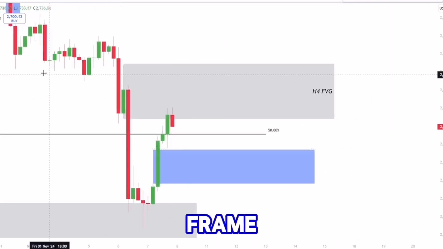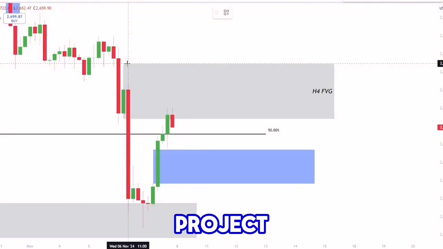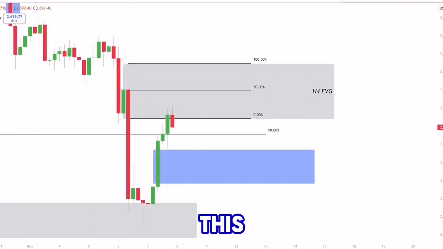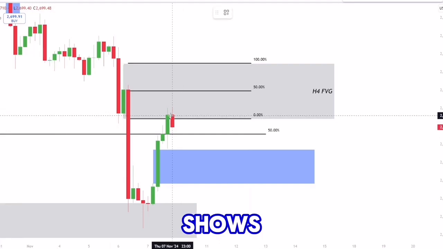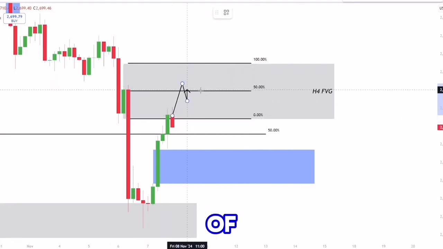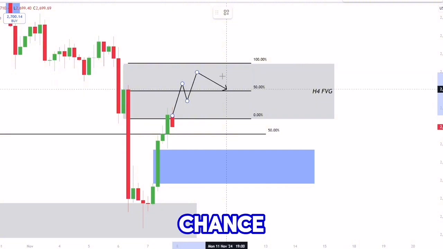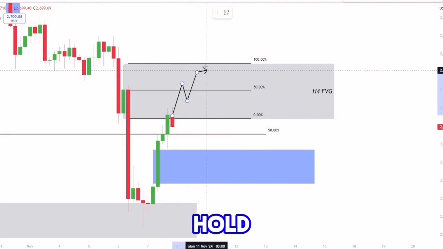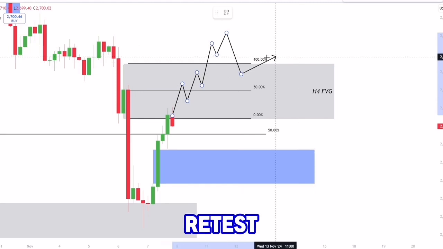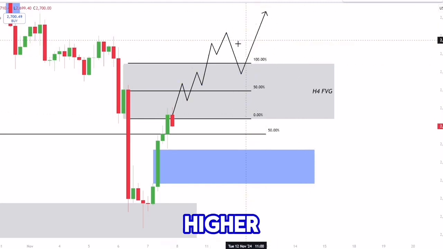Now from here, this is another key tip you can use on the 4-hour time frame. Take the Fibonacci tool and project it across the entire point of interest like this. If price shows aggressive green candles above this 50% level of the POI, there's a good chance this POI is not going to hold, and it may in fact break. Now, when it breaks, we can then use it as a retest to then test higher prices.